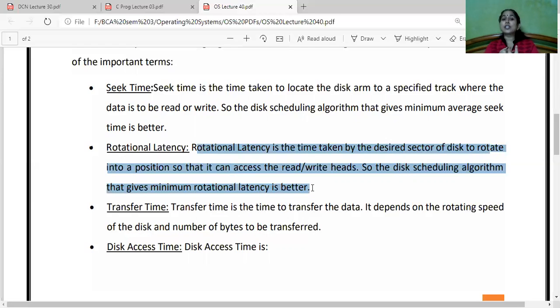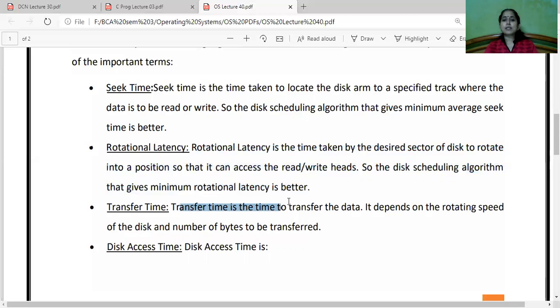So what is rotational latency? How much time it takes for a disk to rotate and bring the desired sector to the read-write head, that is known as rotational latency. Next is the transfer time. Transfer time is the time to transfer the data. The time it takes to transfer the data that the read-write head has sensed and read from here to the CPU is known as transfer time.